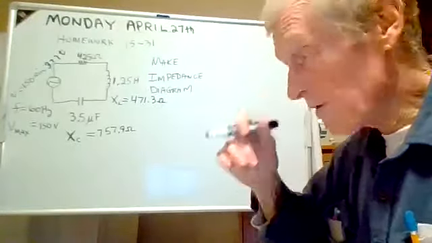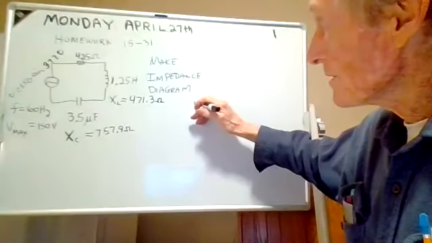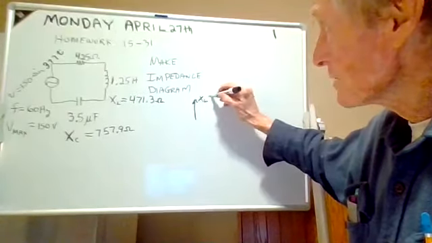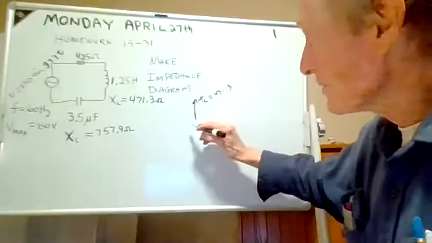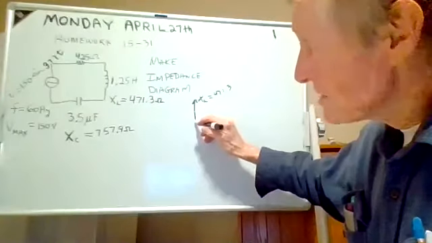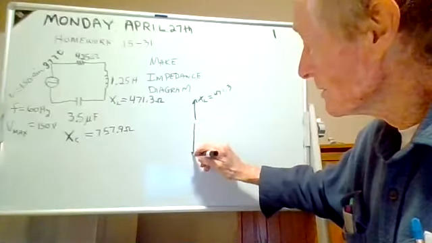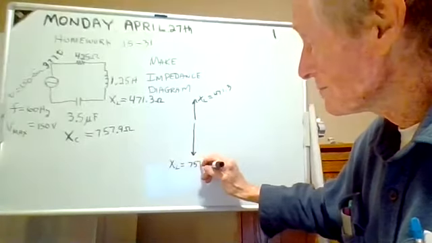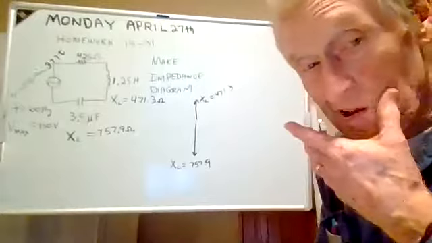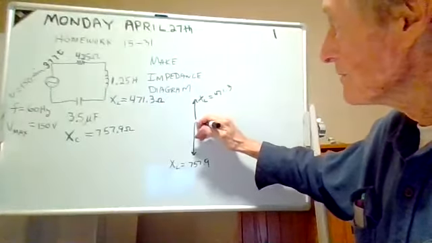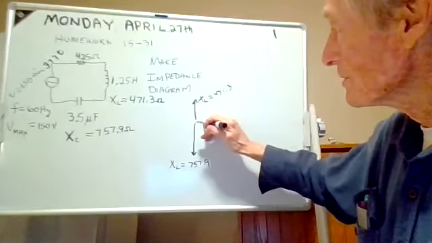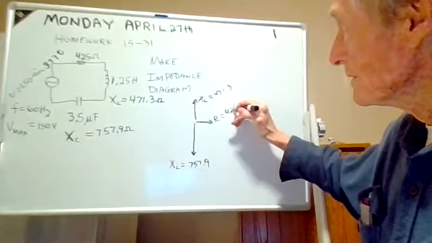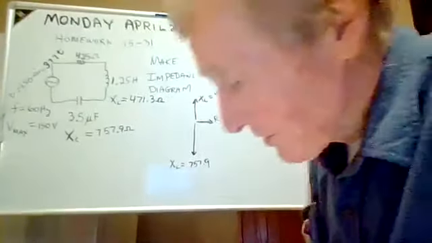Okay, now when you draw your diagram, it's going to look like this. See, that's the 471.3. Now this here is going to be longer. It's not quite twice as long, but it's definitely longer. If you had a ruler, you could actually measure that. And then this is 425. That's a tad shorter than 471. So it's going to look like that.